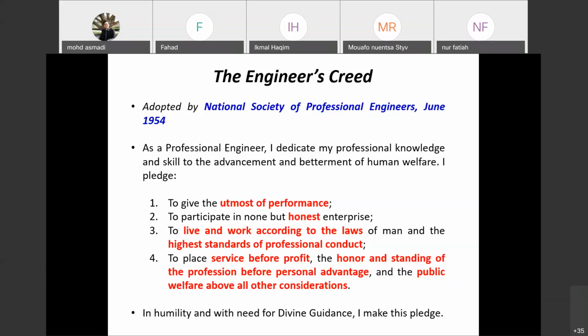Advantage to make this pledge. This is an example of the code of ethics for the American Institute of, whether you have to go with safety first. Principles. Okay, sure.